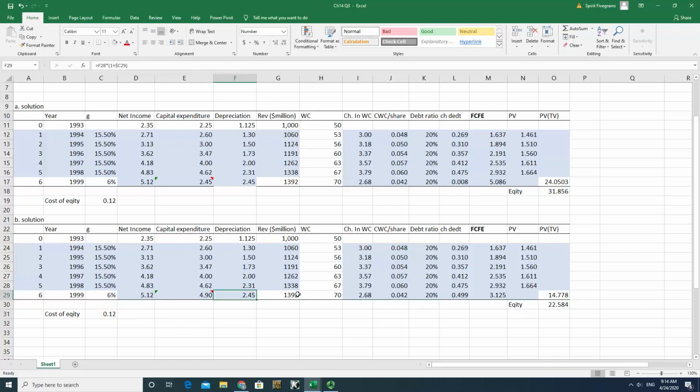Okay, in this case, your free cash flow will decline due to your capital expenditure. However, your growth rate will increase reasonably to 6%, and it will give you a higher equity value of $37.